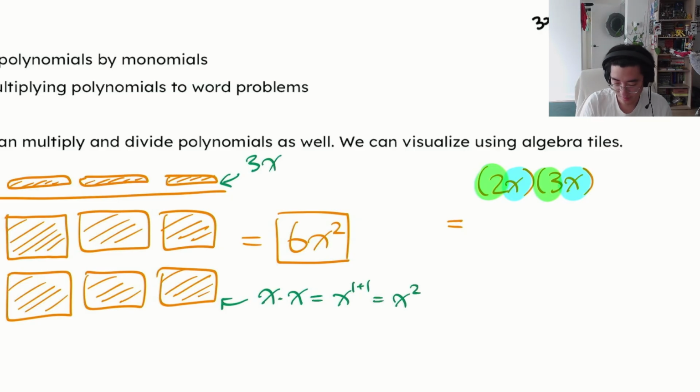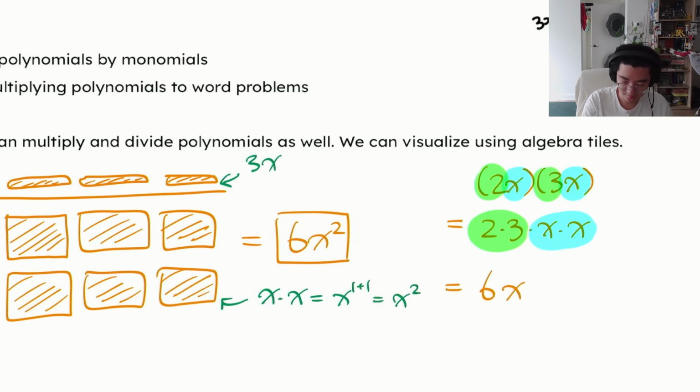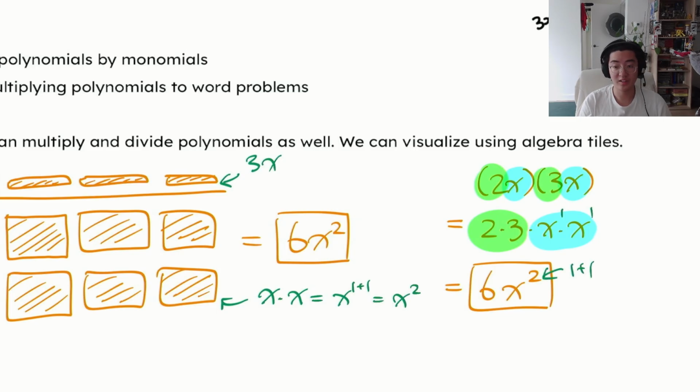So in this case, we have 2 times 3, and then we have x's multiplied together. We're still combining like terms here: the coefficients 2 and 3, and then x and x. 2 times 3 is 6. X times x, like we mentioned earlier, is x squared, because you can think of it as x to the power 1 times x to the power 1. Whenever we have exponents multiplied to each other, we add them.